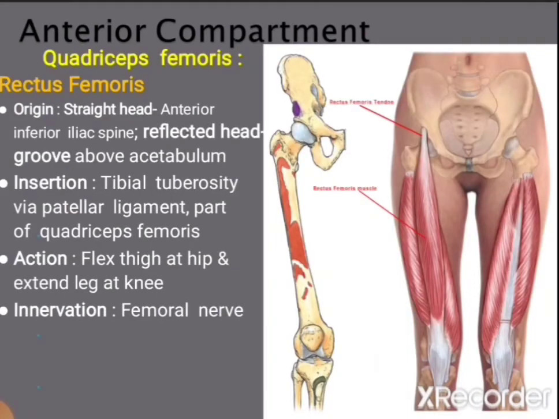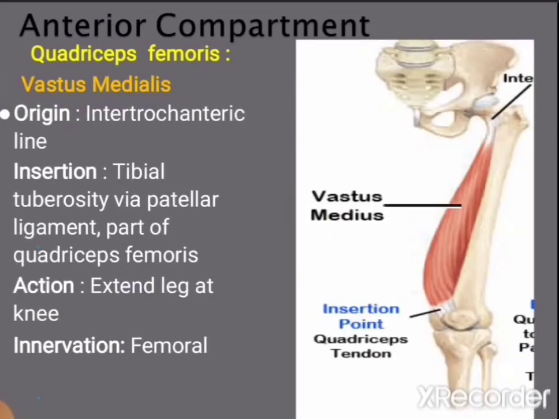Then in the quadriceps femoris we have four muscles. The first is the rectus femoris. It has two heads of origin. One is the straight head, which arises from the anterior inferior iliac spine, and the other is the deflected head, which arises from the groove above the acetabulum. It is inserted on the tibial tuberosity via the patellar ligament, part of the quadriceps femoris. Action is to flex the thigh at the hip and extend the leg at the knee. Innervation is the femoral nerve.